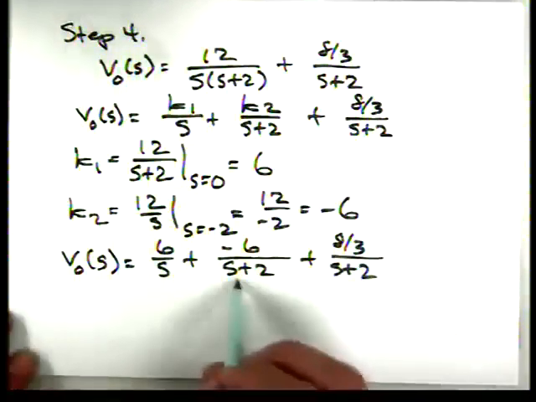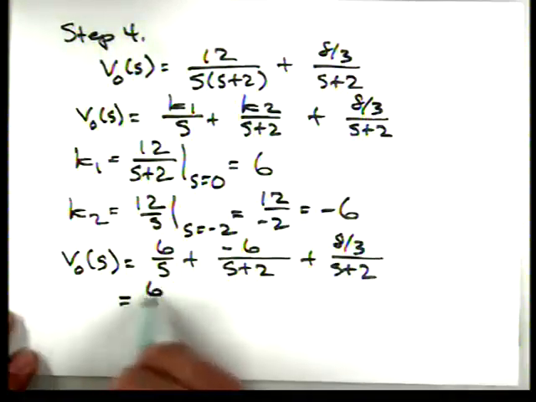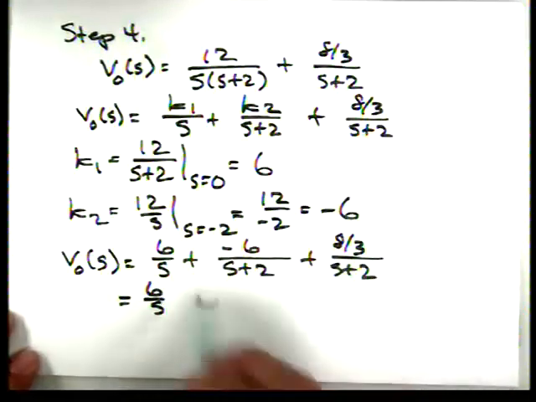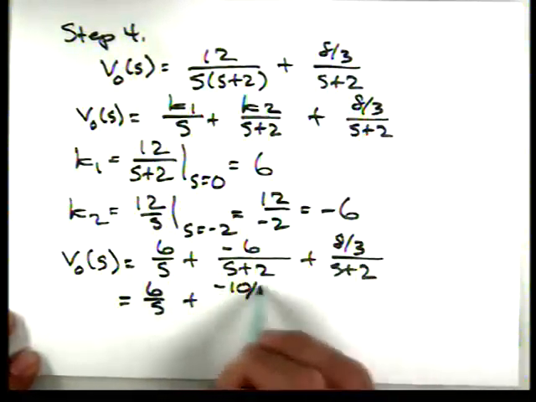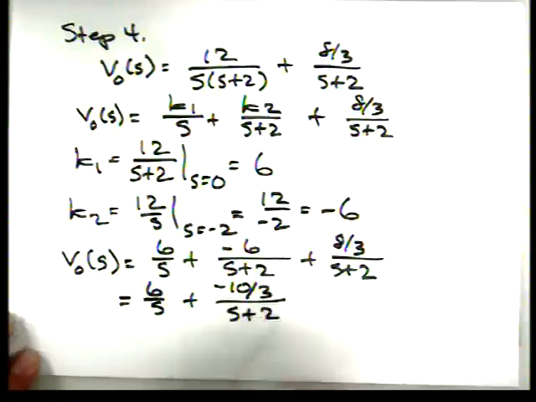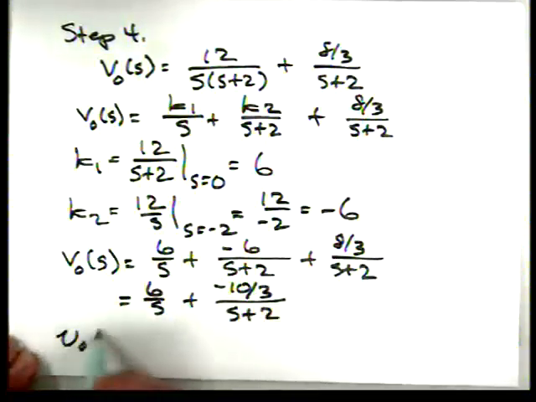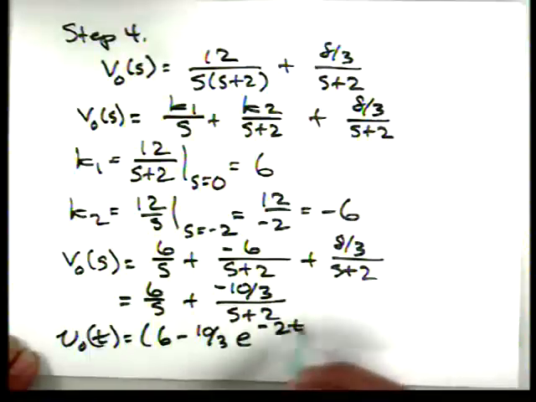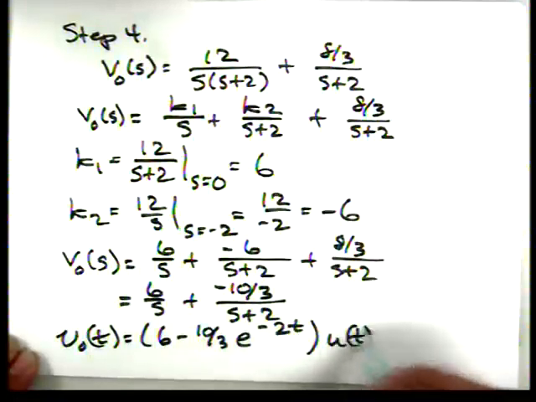And we can combine these two terms together, so we have 6 over S. We have minus 6, which is minus 18/3, plus 8/3, so this becomes minus 10/3 over S plus 2. So then V0 of t is 6 minus 10/3 e to the minus 2t, u of t, volts.